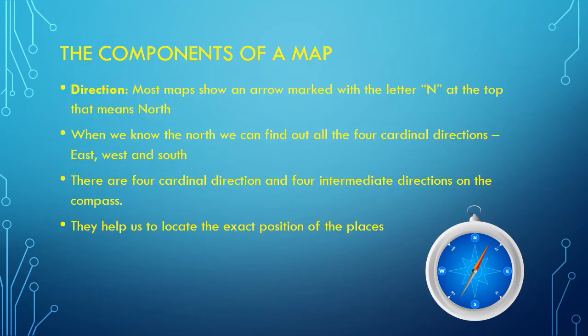As you all know, when we are doing map skills, we draw directions on the upper right side part of the map. A small cross line with arrows. The upper arrow indicates the north direction. Similarly, south, east and west directions. We use a device called a compass to find out directions. We can find all the four cardinal directions like north, south, east and west and four intermediate directions on a compass.